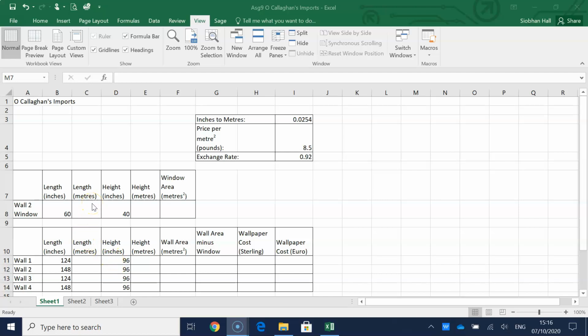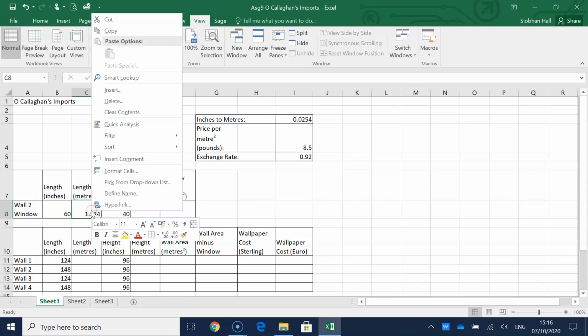So question 1 says convert all lengths in inches to meters using the conversion factor in I3. So in C8 we are going to type a formula, and it's going to be equal to B8 multiplied by I3. But since we want to copy that formula into other places, we need the I3 to be an absolute cell reference. So it needs to be $I$3. And when we press enter, we get the equivalent in meters to 60 inches.